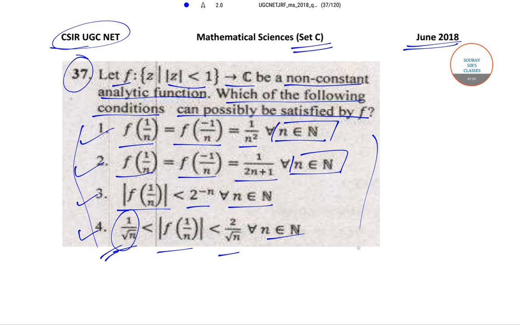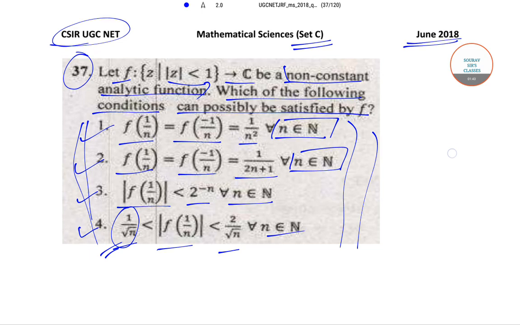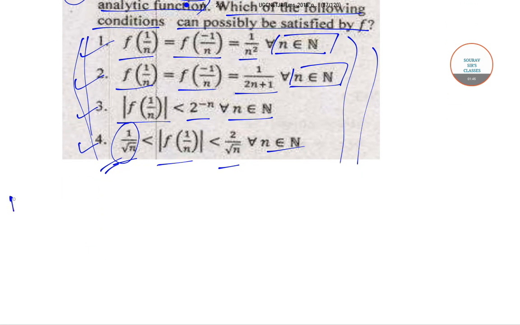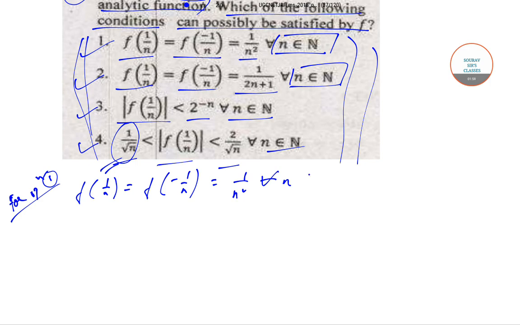So we have been given that f is a non-constant analytic function. If it is non-constant, that means that it is not bounded. It is unbounded. So we have to check this for all these four functions that we have been given. So for option 1, we have been given that f of 1 by n is equal to f of minus 1 by n, and that is equal to 1 by n square for all n which belongs to the set of natural numbers.